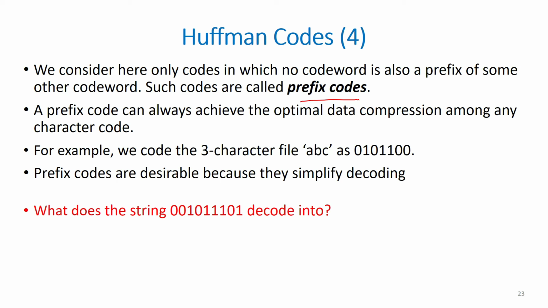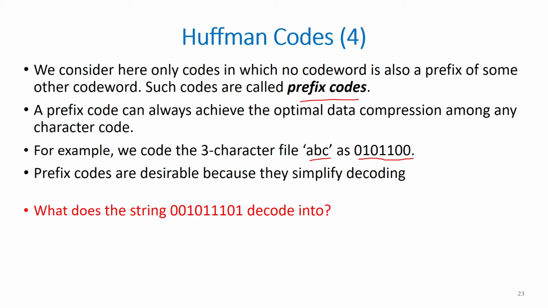character coding. For instance, coding ABC using the table that we saw earlier would actually give us 01011100. The question that arises is, why do we prefer prefix codes? We will see shortly that using prefix codes actually makes the decoding process very easy.